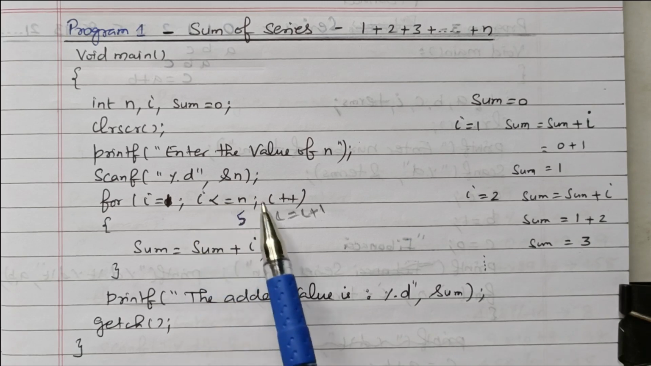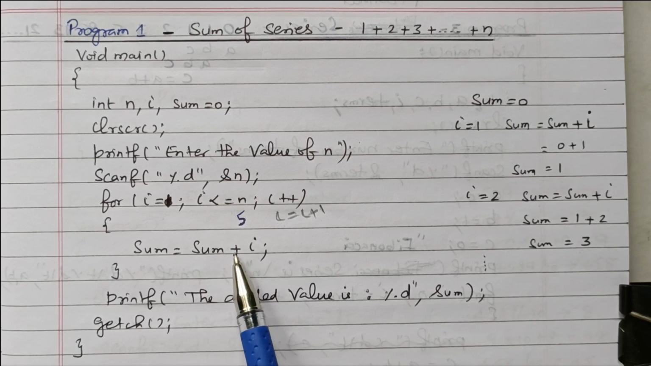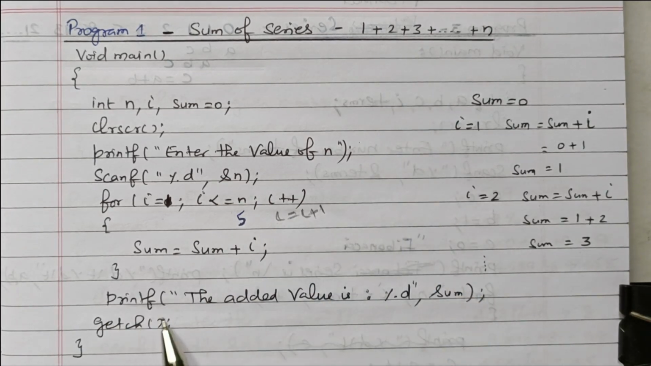So after executing all this up to this condition, the sum is added with I. So finally we will get the final answer. So printf the added value is %d, sum. So it will give the final value. So after getch we can close the program.